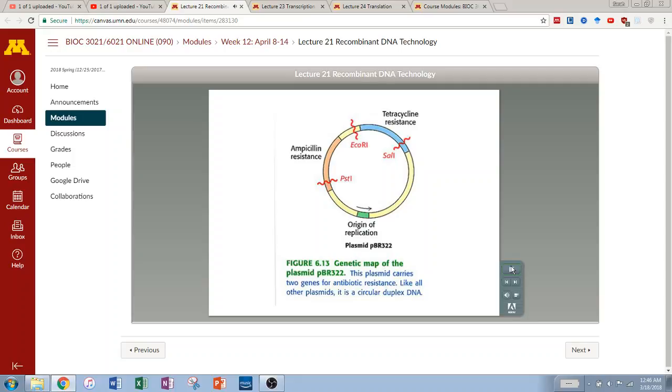The plasmid shown here is PBR322. It carries an origin of replication, which lets it replicate autonomously in E. coli. It also contains genes for antibiotic resistance. One of those genes confers resistance to ampicillin and the other to tetracycline. When the plasmid is present in E. coli, the organism is resistant to those two antibiotics.